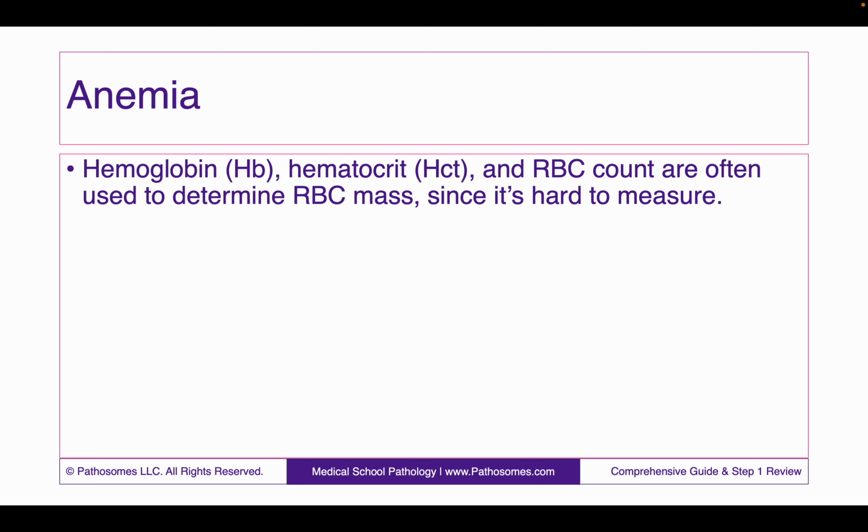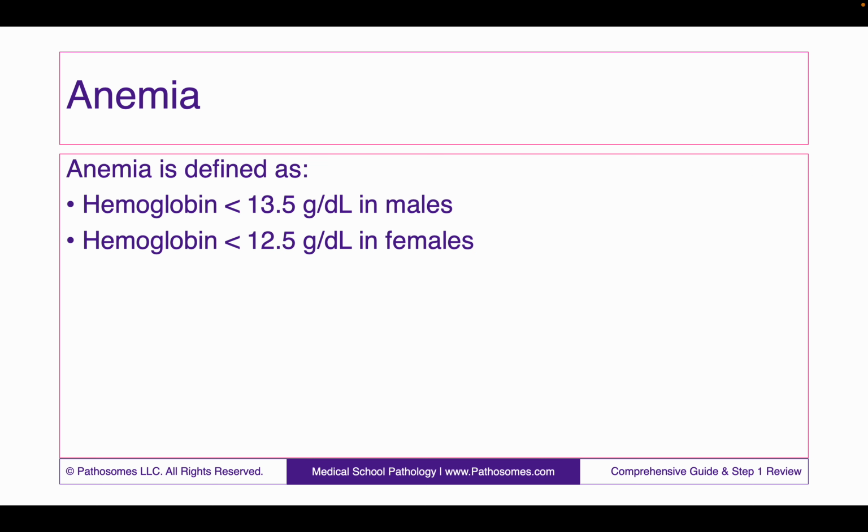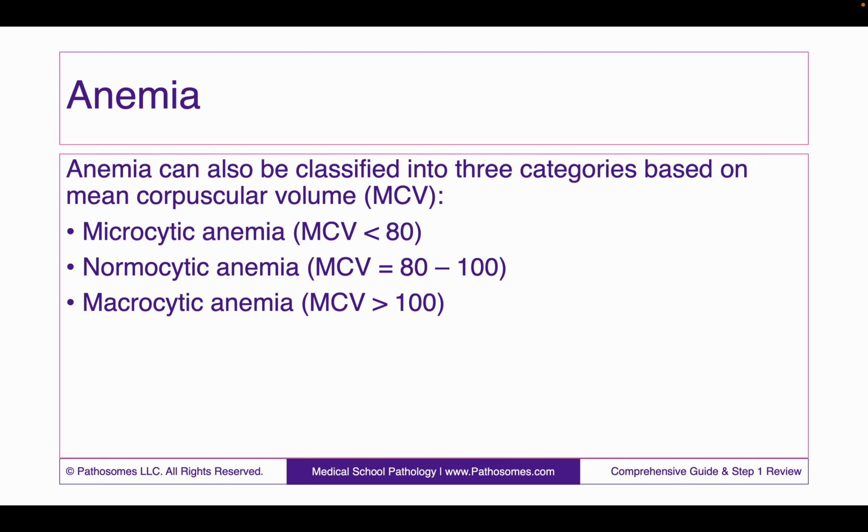Hemoglobin, hematocrit, and red blood cell count are often used to determine red blood cell mass, since it's technically hard to measure. These are key values to remember. Anemia is defined as hemoglobin less than 13.5 grams per deciliter in males, and a hemoglobin less than 12.5 grams per deciliter in females is anemia. And note these are for adults.